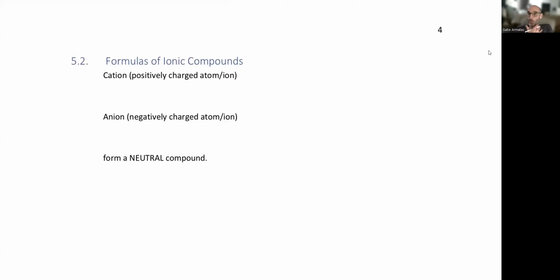Okay, so formulas for ionic compounds. I'm going to introduce two new terms, and these are used all the time. A cation is a positively charged atom or ion. And anytime you hear the term anion, that is going to reference a negatively charged atom or ion. Okay, so cation and anion.